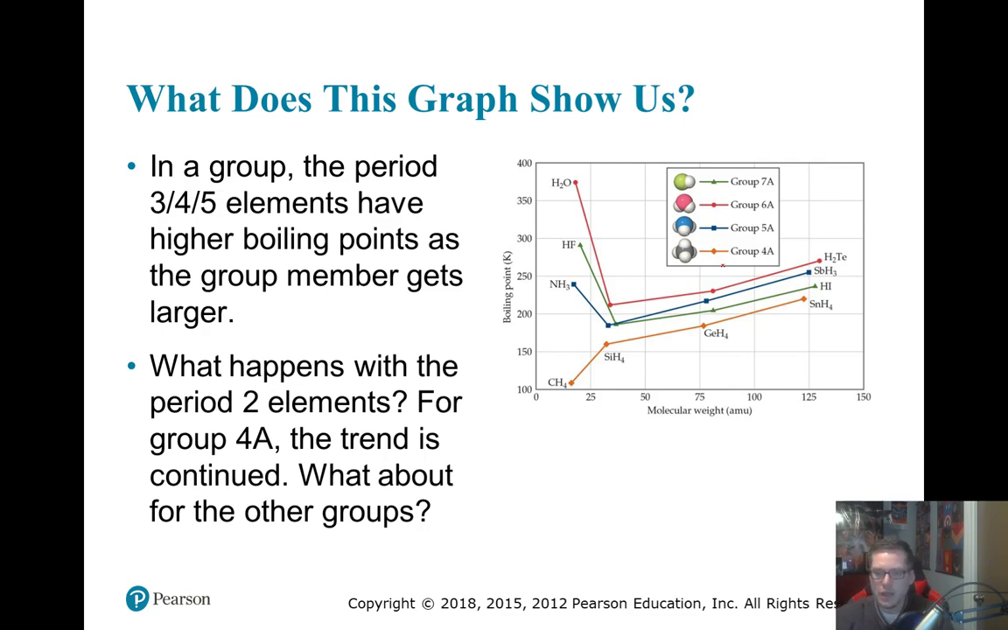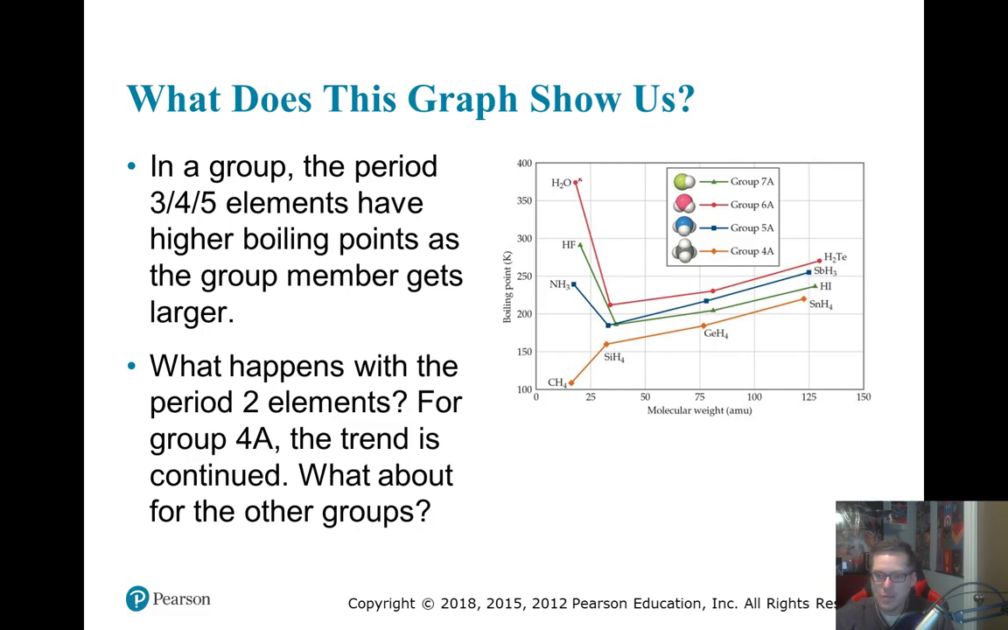But notice that they have the opposite trend from period 2 to period 3, from nitrogen to phosphorus. Nitrogen has a significantly higher boiling point than the phosphorus compound does. In fact, nitrogen's boiling point is almost as high as antimony's. And you can also see the same thing as we look at groups 6 and 7.